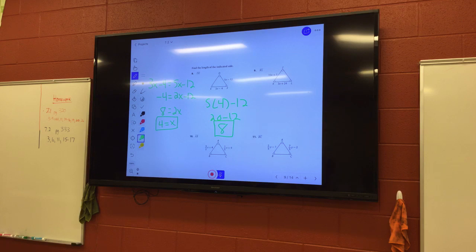Okay, so these are pretty straightforward, so I think you guys are doing pretty good with them. So are there any questions on any of that, any of the isosceles or equilateral stuff?